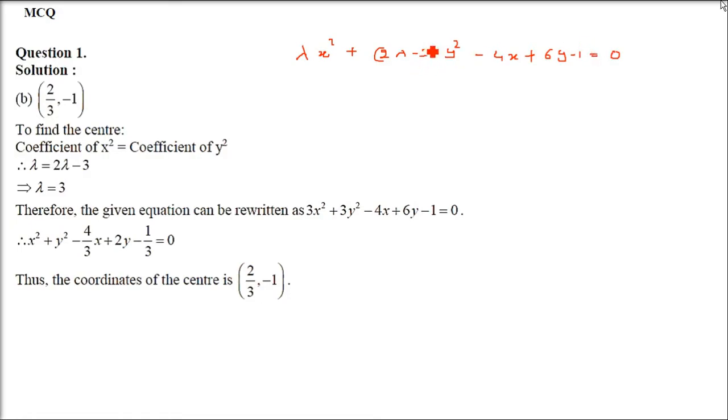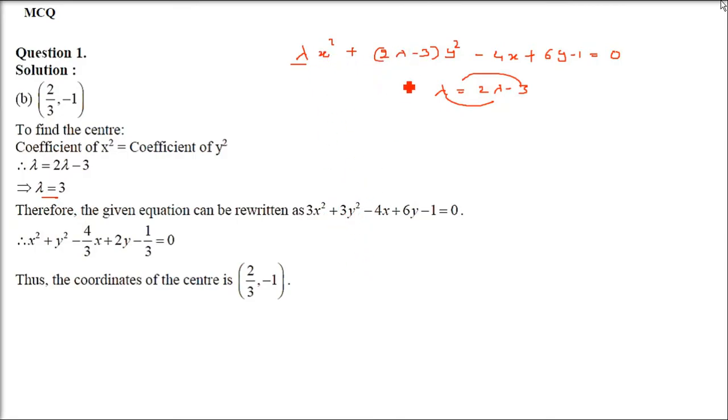What are the coordinates? First thing is that the coefficient of x square and y square should be equal. First thing is clear. So lambda and 2 lambda minus 3 should be equal. So what do you get? Take 3 here. So 2 lambda minus lambda is lambda, which is 3. So lambda is 3 here.